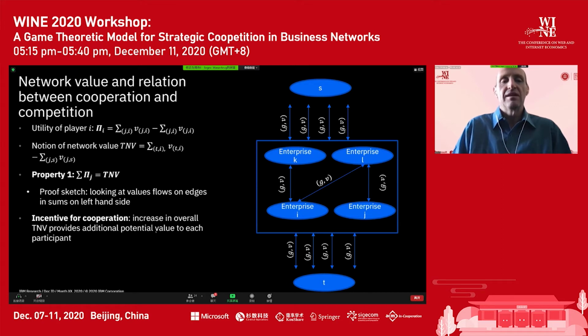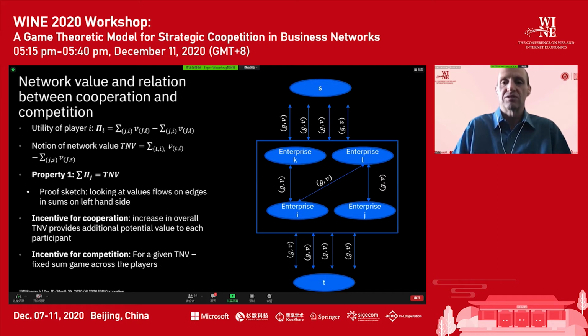And this shows the first basic incentive for cooperation. What this means is that the increase in overall total network value obviously results in more value that can be divided between the participants. So this formalizes the fact that there's an incentive to cooperate here. But this also shows the incentive for competition, because once you fix the T and V, then it's a fixed sum game. This captures the notion that there's a fixed sum game between the different participants in the network.